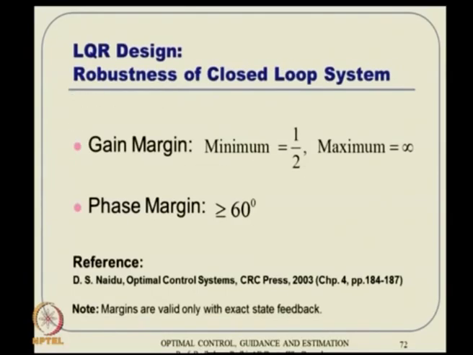Using this analysis further, it turns out that the gain margin is a minimum of half and the maximum can be as high as infinity, and the phase margin is always greater than or equal to 60 degrees in LQR design, which is very good. But also remember, these margins are valid only with exact state feedback. The moment you put something like observed state or estimated state feedback, then these are no longer valid.